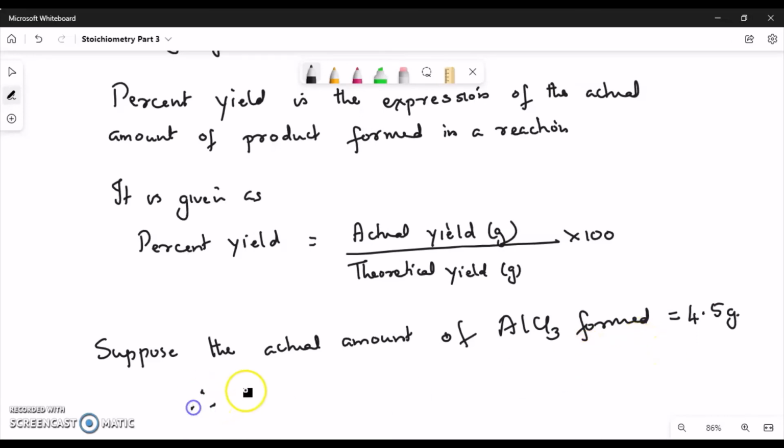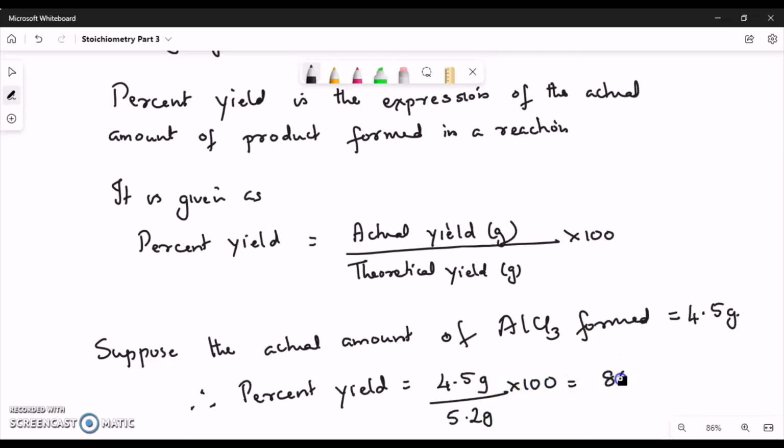Therefore, percent yield in this case will be equal to 4.5 grams divided by 5.2 grams times 100. So that is equal to 86.5%. This is how we can calculate the percent yield. Therefore, if you know the percent yield of a particular reaction and you can calculate the theoretical yield, then we can find the actual mass in grams of product formed. That is the importance of percent yield. Thank you.